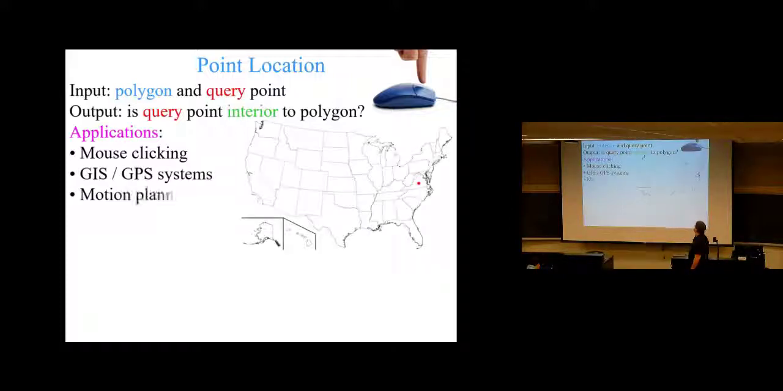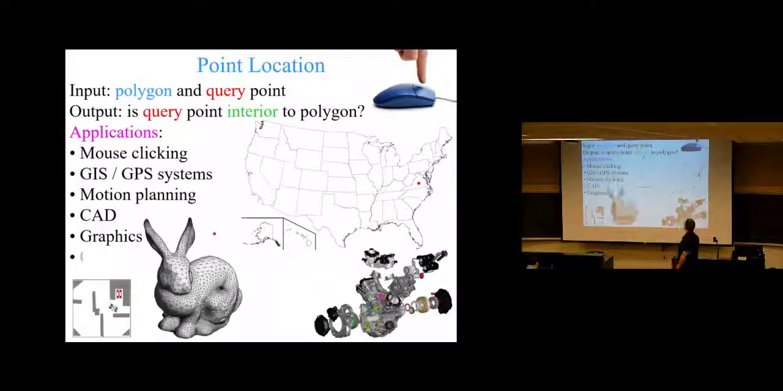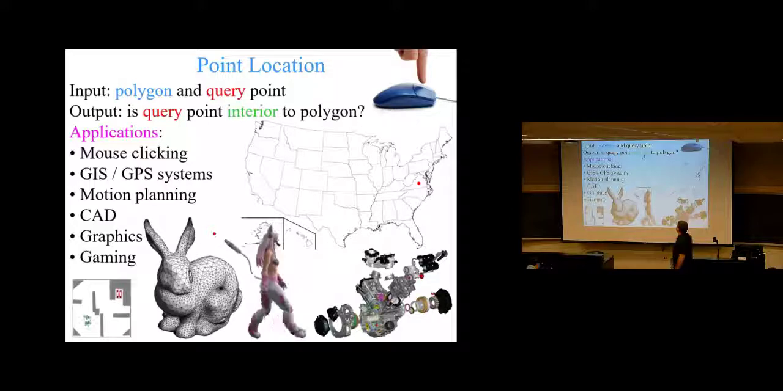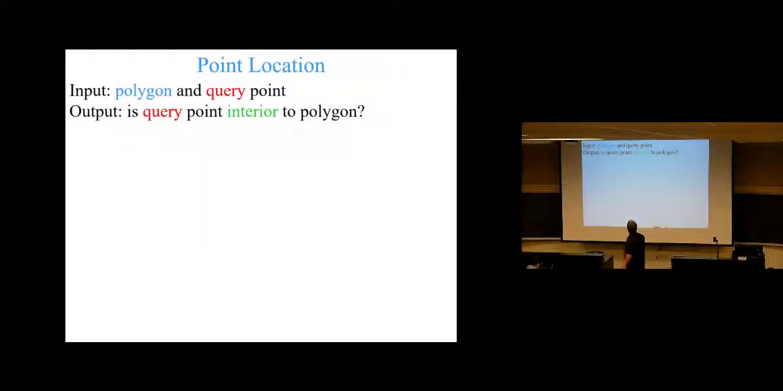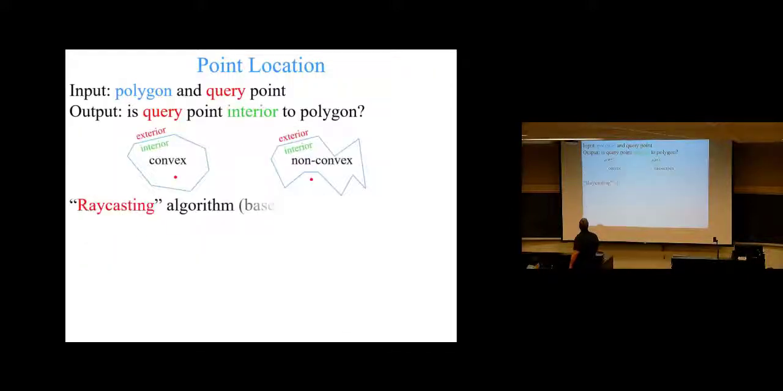In GPS systems, we already said it, it happens all the time. You want to know where you are, and the boundaries of the states of the United States can be modeled as complicated big polygons, and just knowing which state you're in is one of those queries again. Which polygon are you in? Are you inside Virginia or outside Virginia? Never mind exactly where outside, but these are all point location problems. In motion planning, computer-aided design, graphics, and gaming, there are lots and lots of these point location problems that you need to solve. And so the question is, how do you do it efficiently?